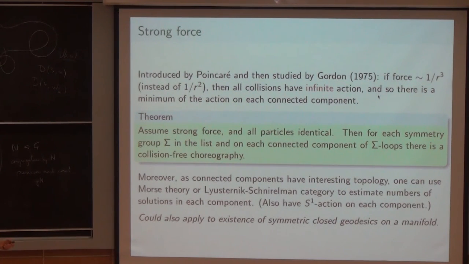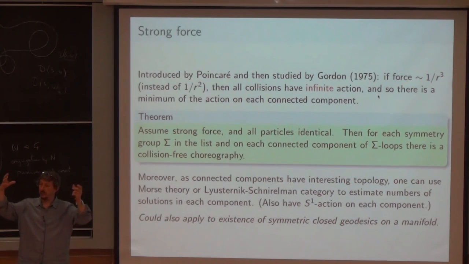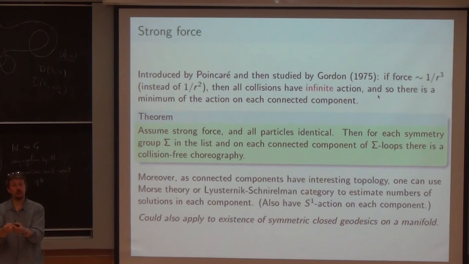But there's a cheat that Poincaré was the first to notice: if you replace the usual gravitational force, 1 over r squared, with what he called the strong force, 1 over r cubed, then whenever there's a collision, the action is infinite. So that means that in each component, there must be a minimum.